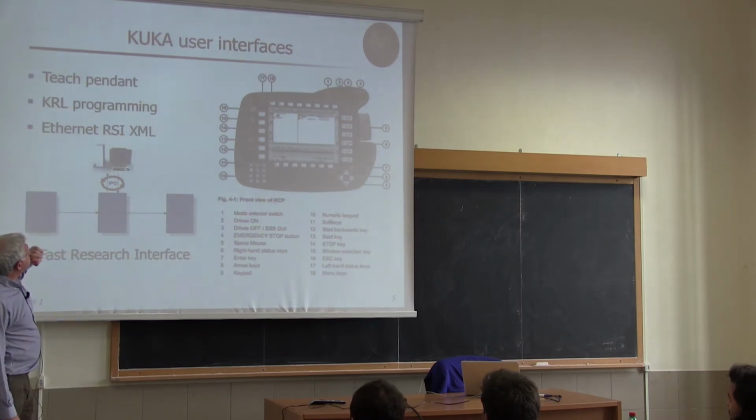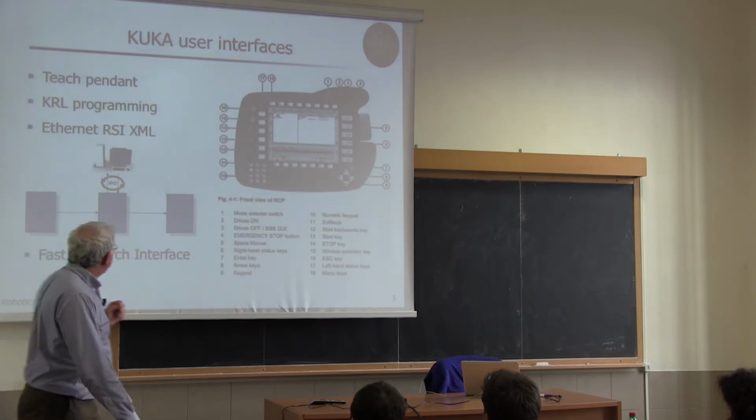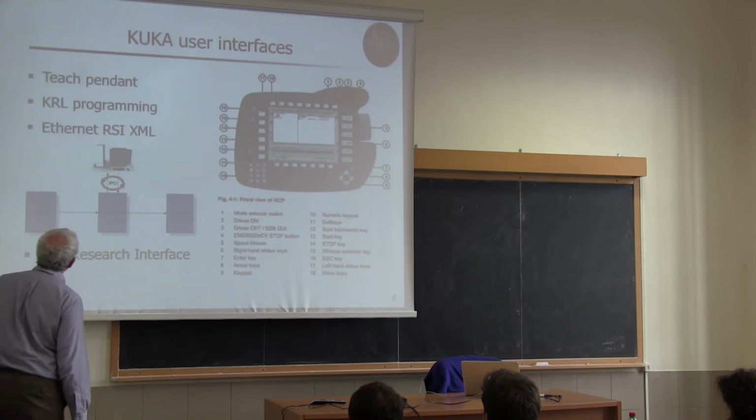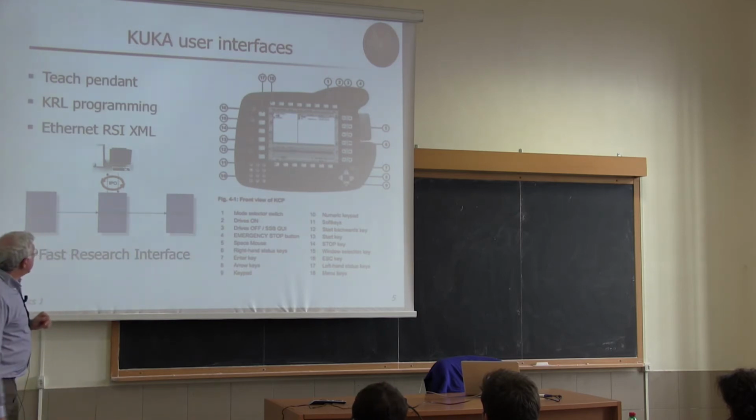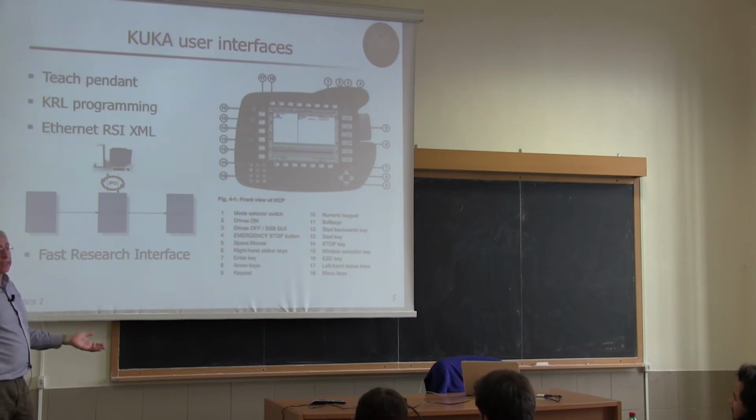The other thing that is important is they have a Robot Sensor Interface, RSI, XML. This is the coding which works on the internet, and this is a way for interfacing the robot with external devices. So other robots or sensors, typically vision or force sensing or Kinect in different ways.